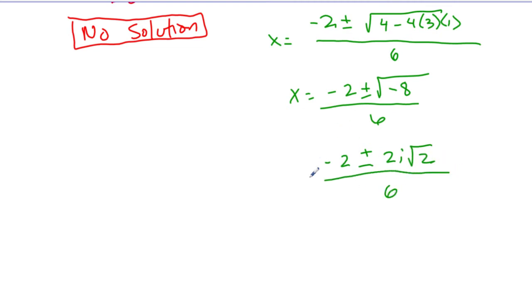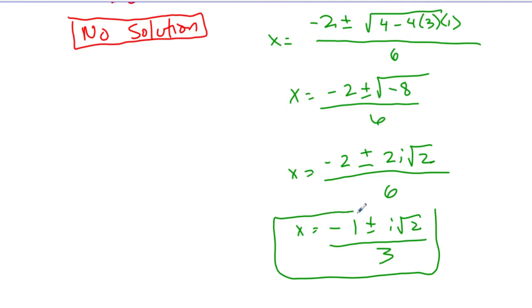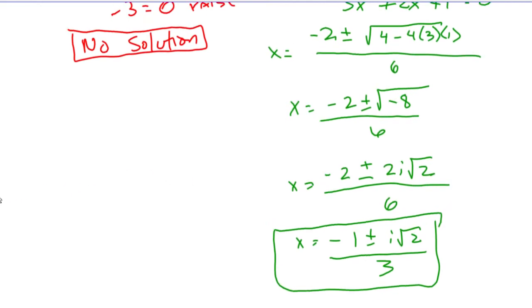Okay, which simplifies a little bit more because I see 2's happening everywhere. So final answer using i: negative 1 plus or minus i root 2 all over 3. Okay, so again, we would say there are no real number answers to this, but we can at least use the quadratic formula and find out that it has 2 complex solutions.